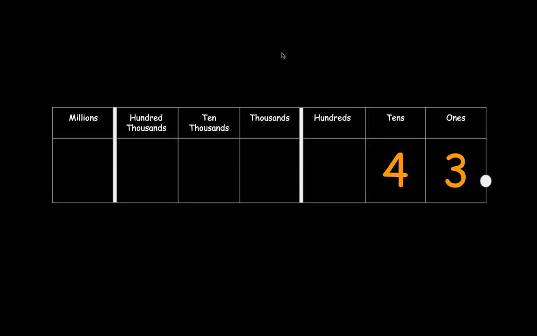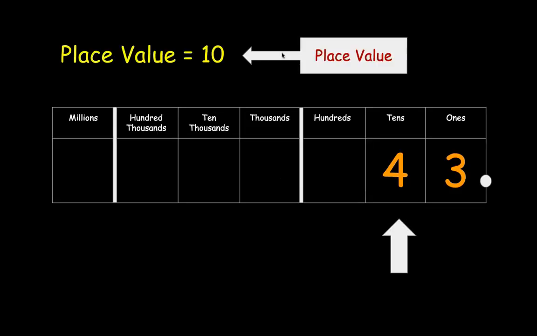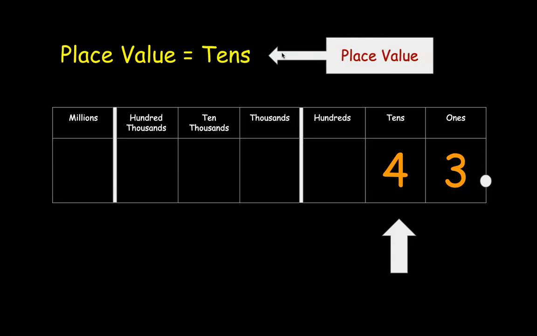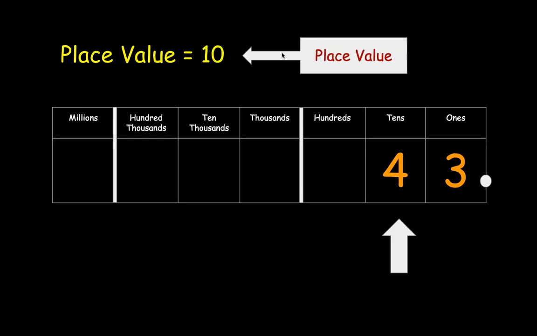So let's look at the number 43 again. That 4 has a value of 40, but it has a place value of 10. It's in the tens column. So even though it looks like it's just a 4, it's actually worth 40. Why? Because its place value is 10. It's in the tens place. Could be written capital T for 10, or the word 10, or tens. I kind of like that one.